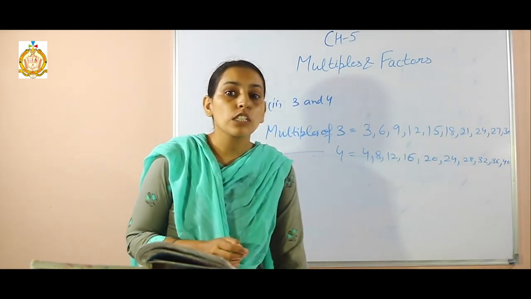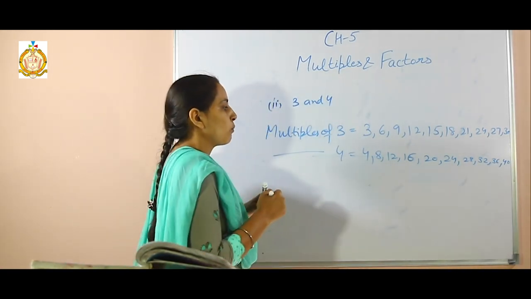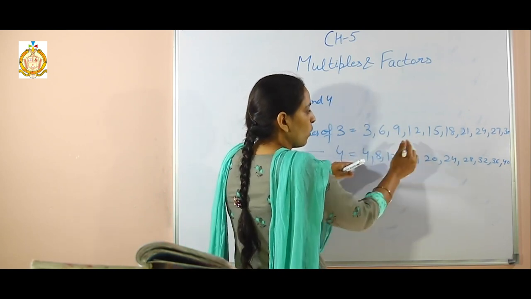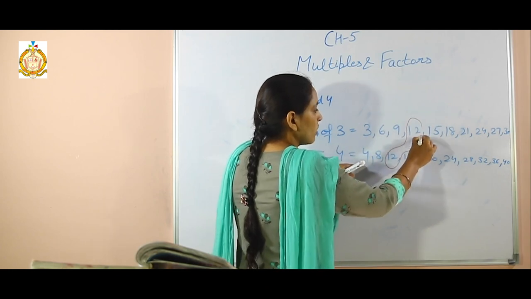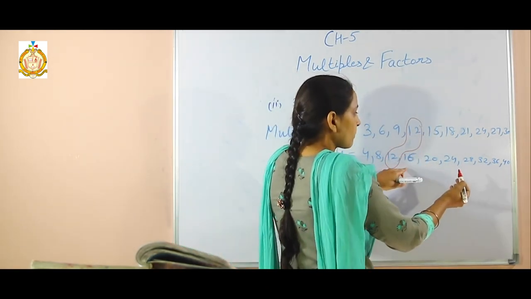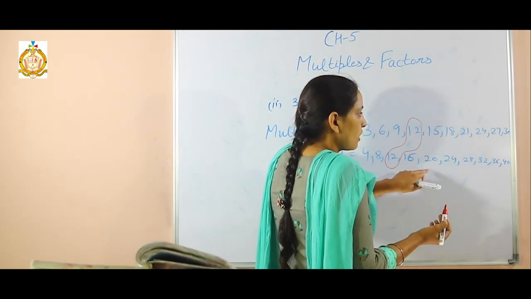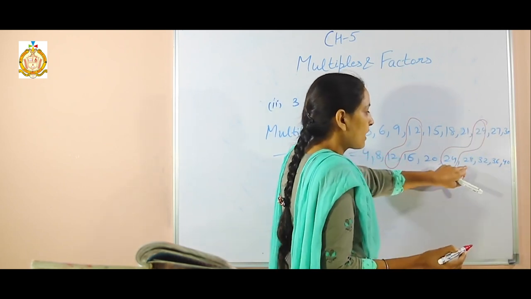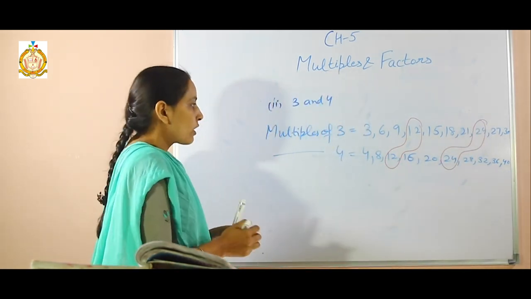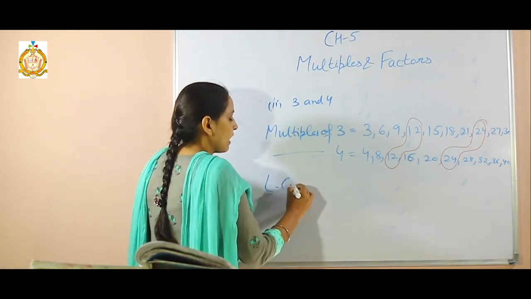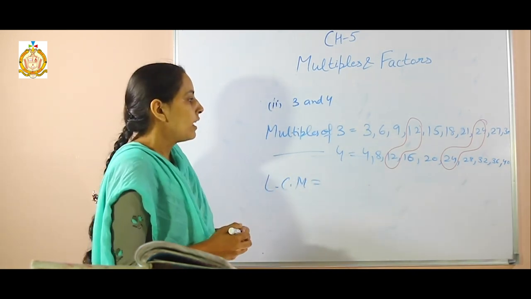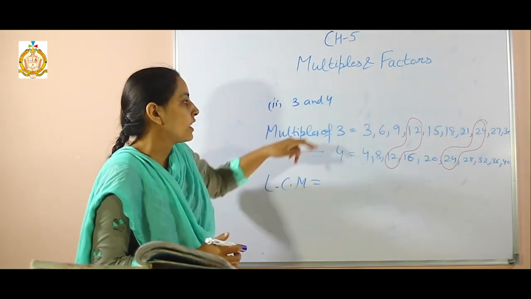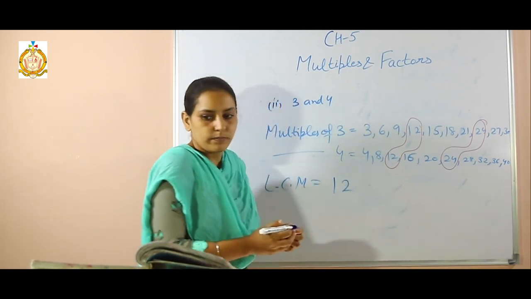Students, now find the common multiples in both. Is 3 common to anyone? No. 6? No. 9? No. 12 is common to 12. Next, which one is common? 16? 20? 24? Students, 24 is common to 24. Next, is anyone common? No. Then how can we find the LCM? LCM is the least common multiple, and here the least common multiple is 12. That means the LCM of 3 and 4 is equal to 12.